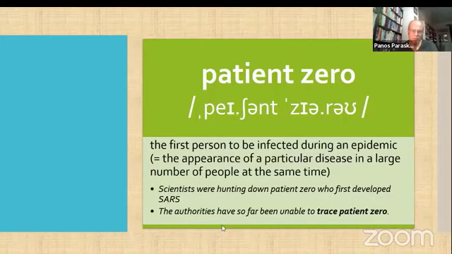So some examples from Cambridge University, from Cambridge Dictionary, sorry. Scientists were hunting down patient zero who first developed SARS. Or the authorities have so far been unable to trace patient zero. So this trace patient zero is a good collocation for someone to use. So that was the first word.